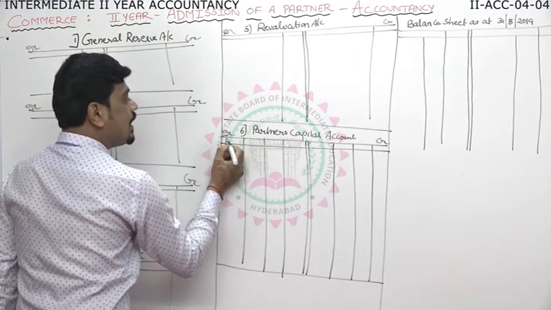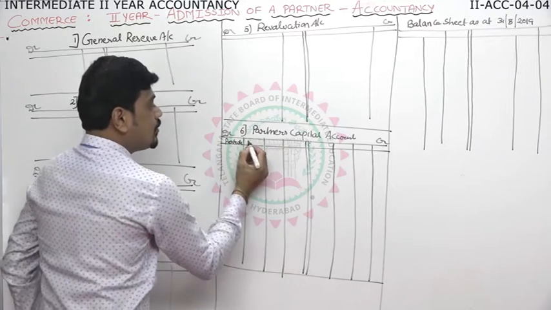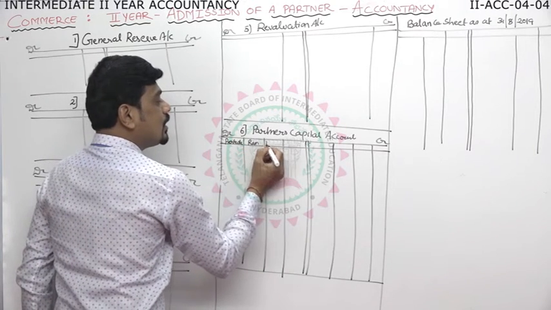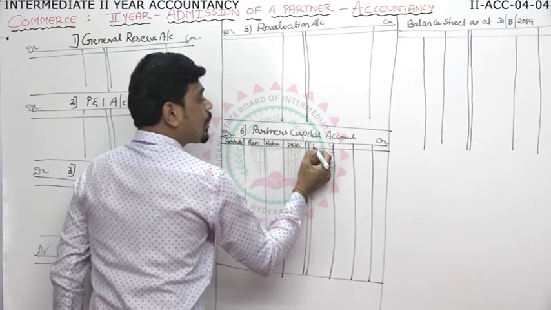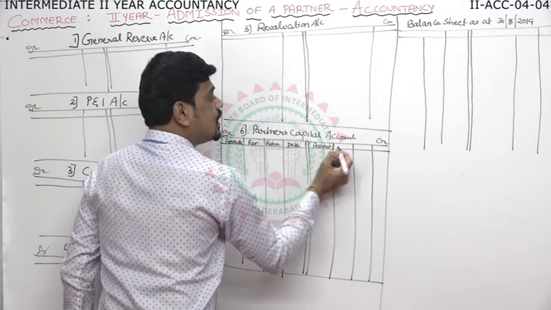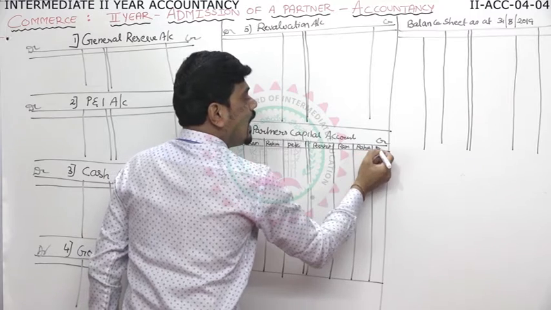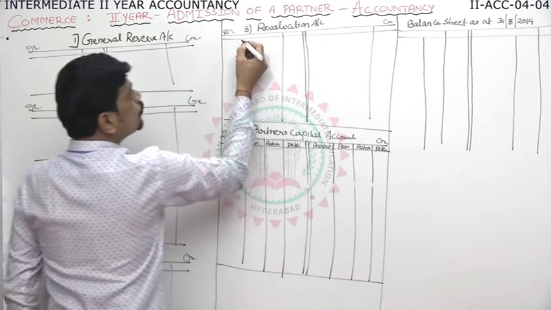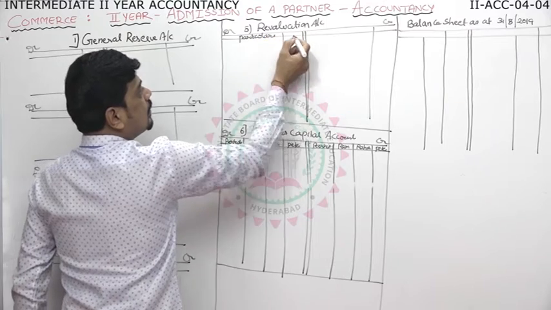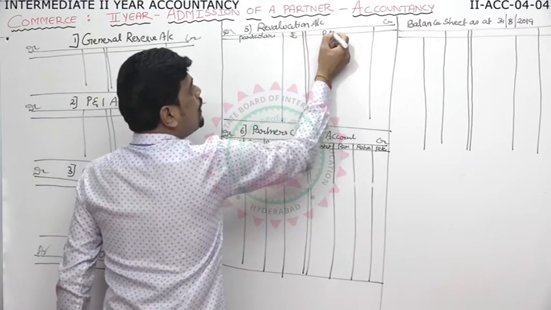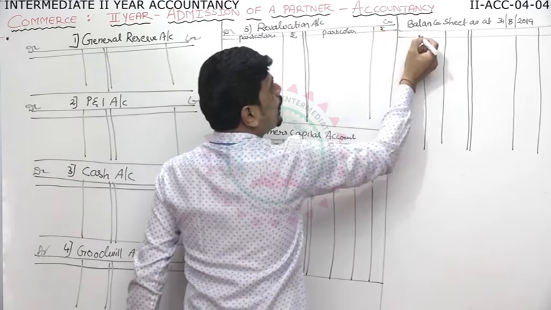Now, everywhere, particulars. Who are the partners? Ram, Rahim, and here we have Peter. Again, particulars: Ram, Rahim, and Peter. Students, if you solve the solution in this pattern, I assure you will be happy that you are getting the accurate solution.